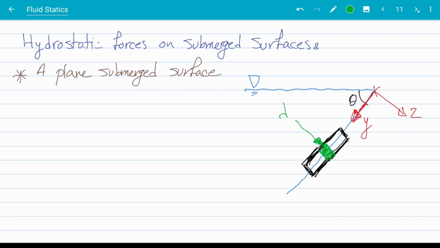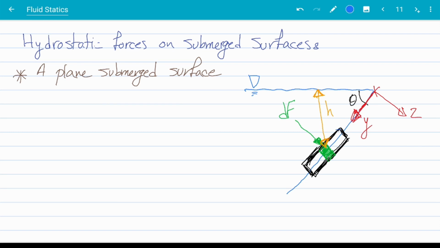I'm going to call it F. Now the depth of this element, this green element, with respect to the free surface of the liquid, I'm going to show with H. So H shows the depth of any element on the plate with respect to the free surface of the liquid. What I'm looking for is the total force acting on this plate.